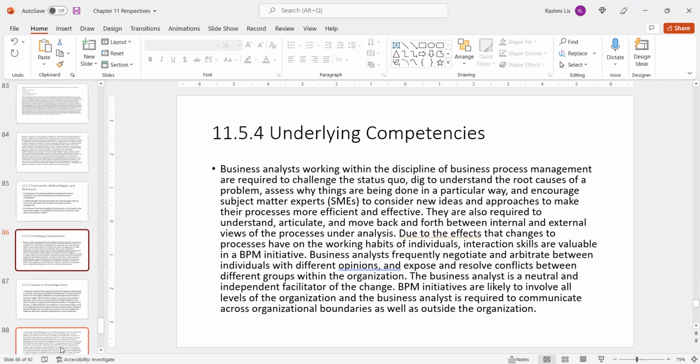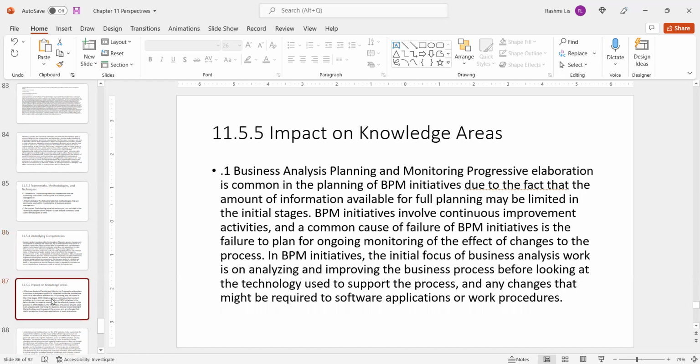BAs frequently negotiate and arbitrate between individuals with different opinions and expose and resolve conflicts between different groups within the organization. The BA is a neutral and independent facilitator of the change. BPM initiatives are likely to involve all levels of the organization, and the BA is required to communicate across organizational boundaries as well as outside of the organization.